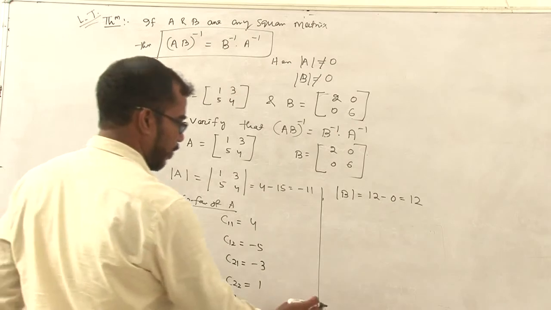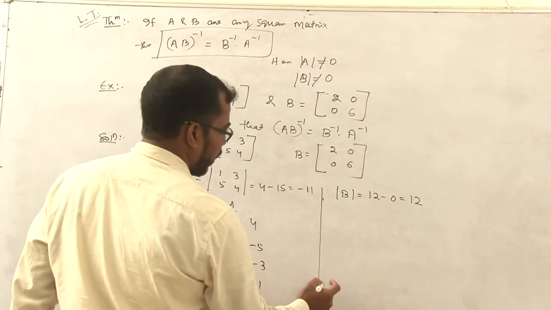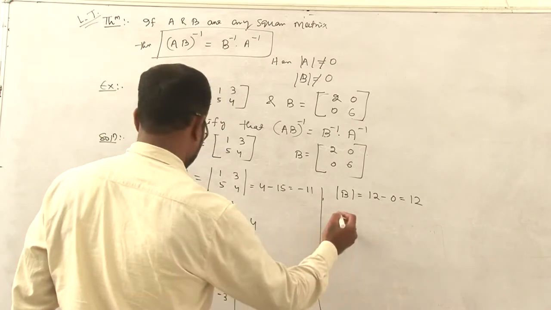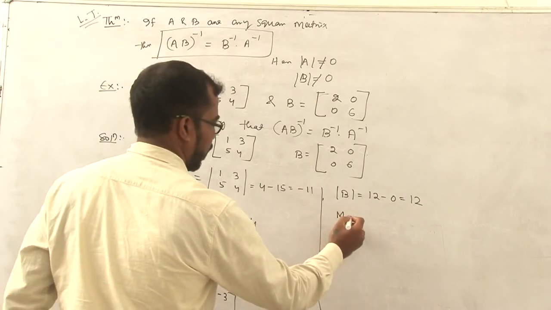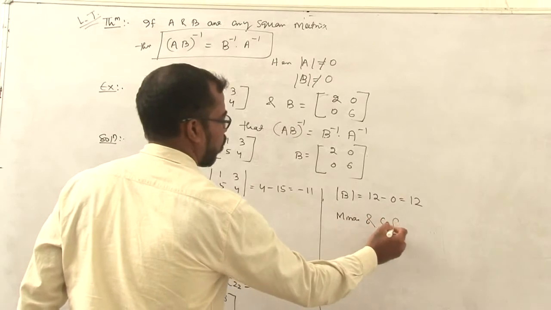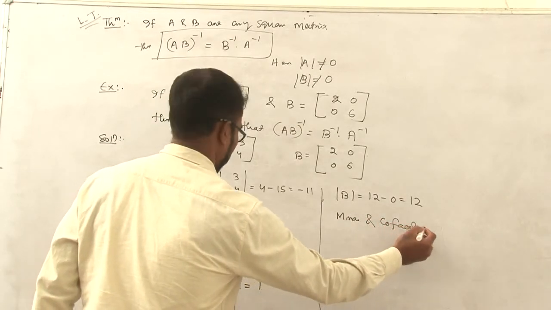Similarly, you can evaluate the determinant of B. So there is the minor and cofactor. You can write the cofactor of B.